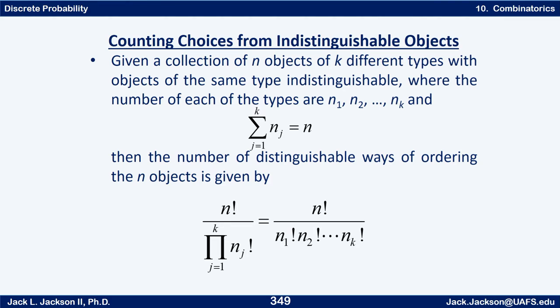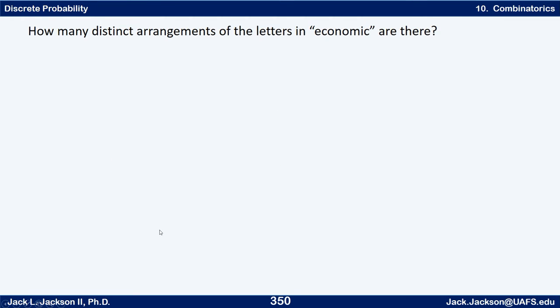So let's try this again. Here's an exercise to see if you can apply this rule. How many distinct arrangements of the letters in economic are there? We're going to use all the letters, but we're going to look at different orders. So the order matters here, but we want to see how many ways we can put them in order and make sure we can tell all those different ways apart. So use the formula or process that we just came up with and work it out. Press pause now.